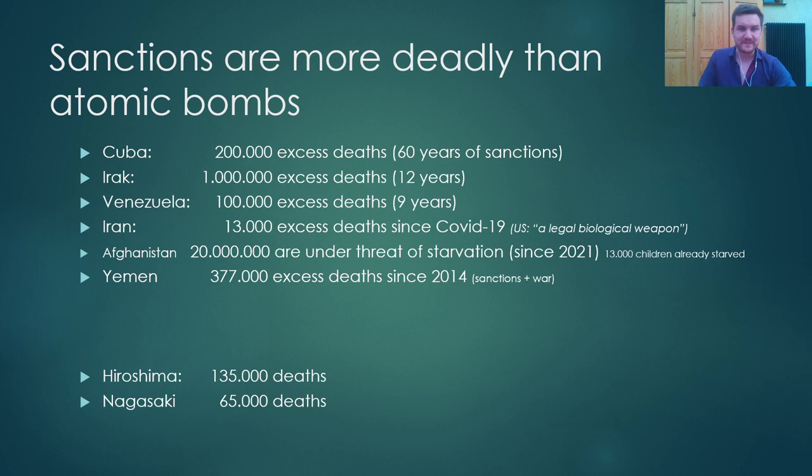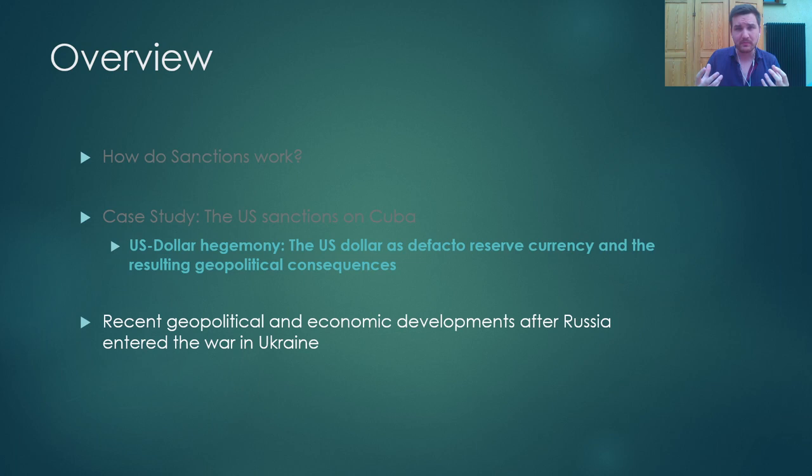So now that we know how sanctions work and how sanctions crush a people, sanctions do not hurt a regime or whatever. Sanctions crush the ordinary people. They starve, they die through the lack of cancer medicine or heart medicine.